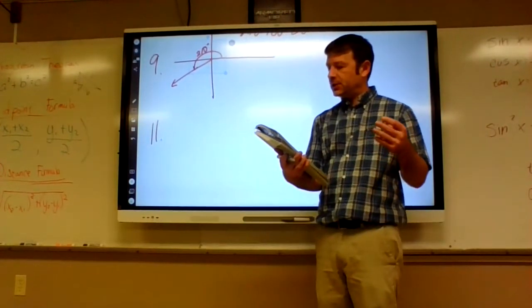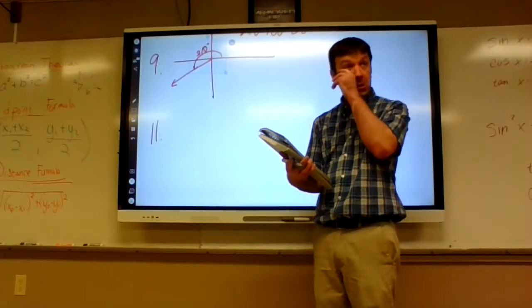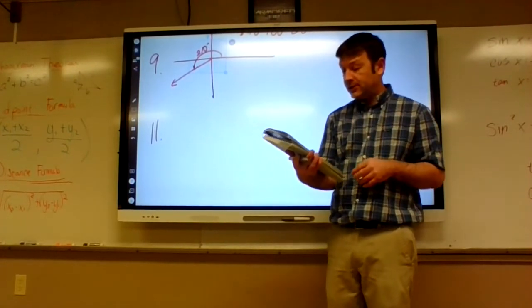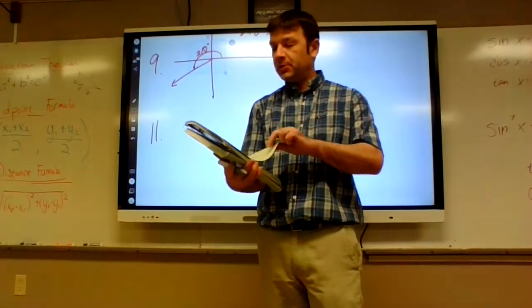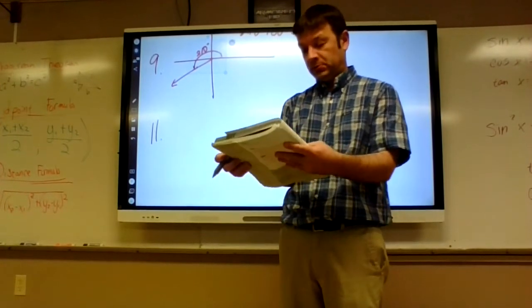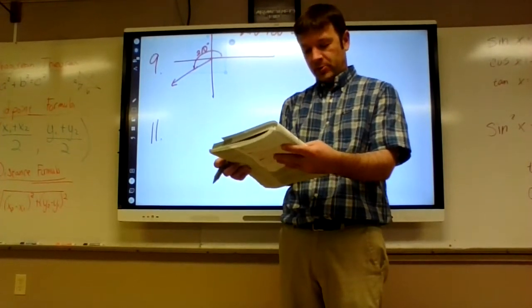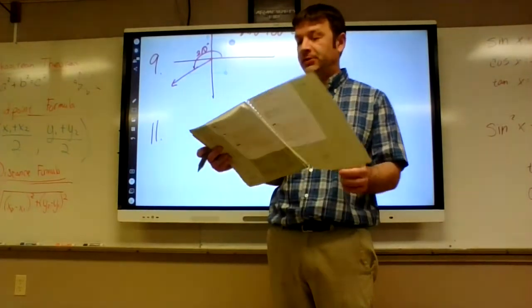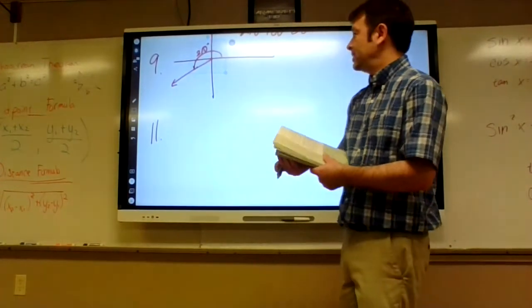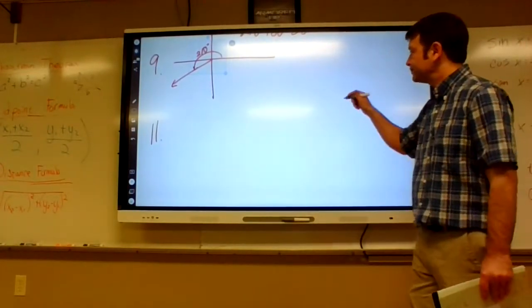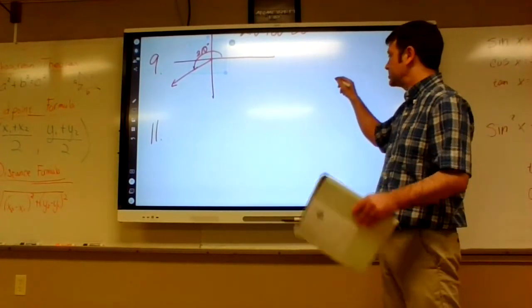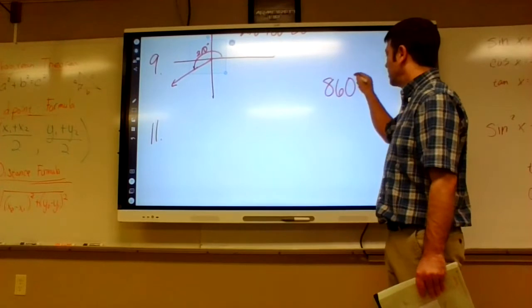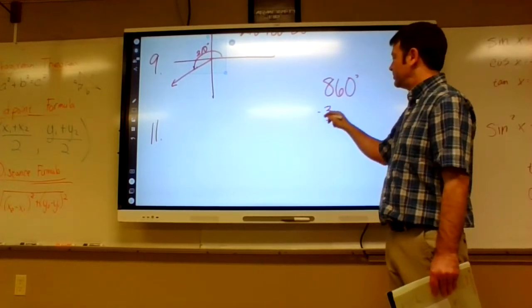Number 11, 860. Oh my, oh goodness. I wonder if they drew the loop-de-loos on this one. What number are we on? 11. Yeah, they did draw a lot of loop-de-loos. Okay, where the heck is 860 going to be?